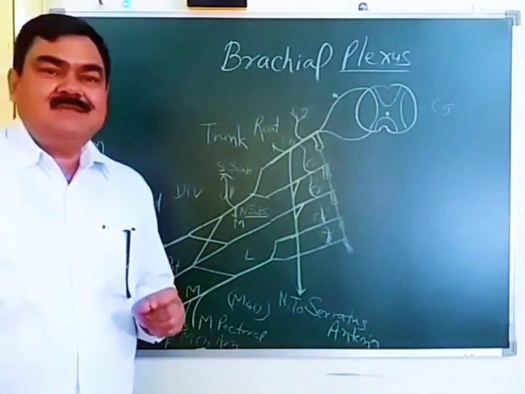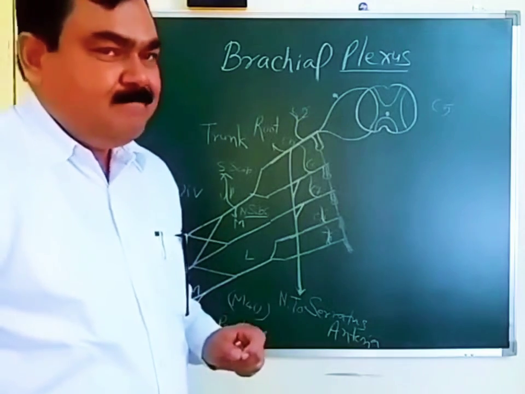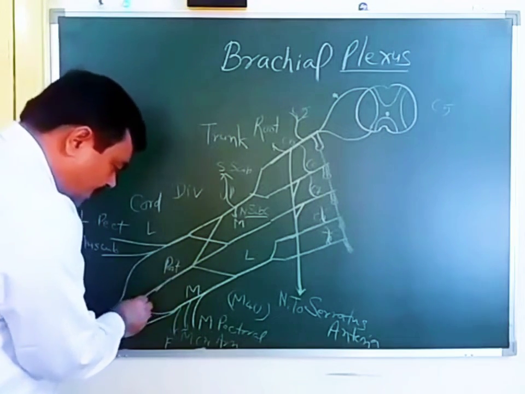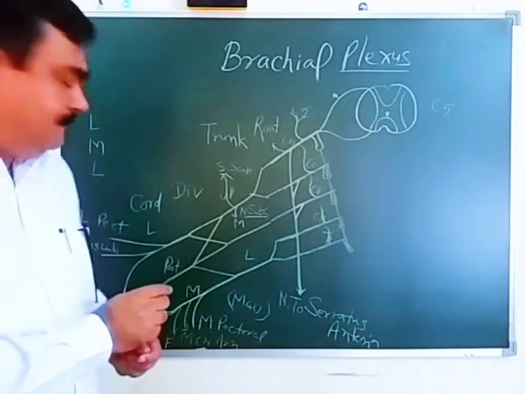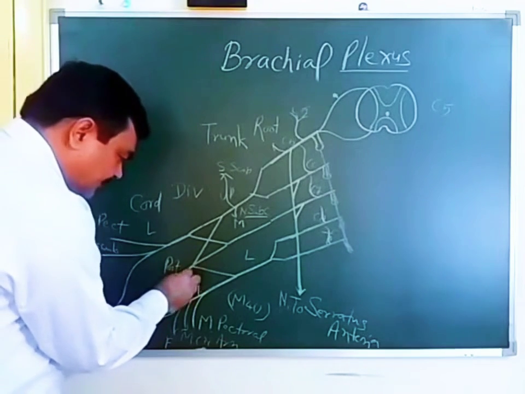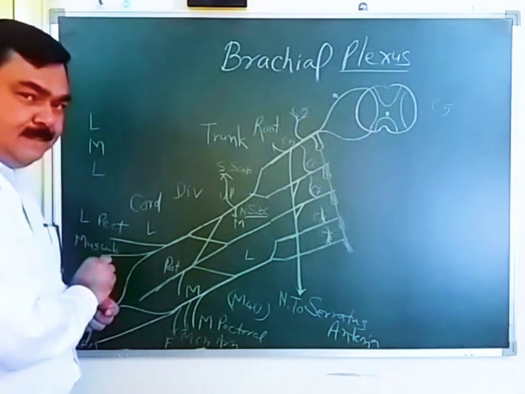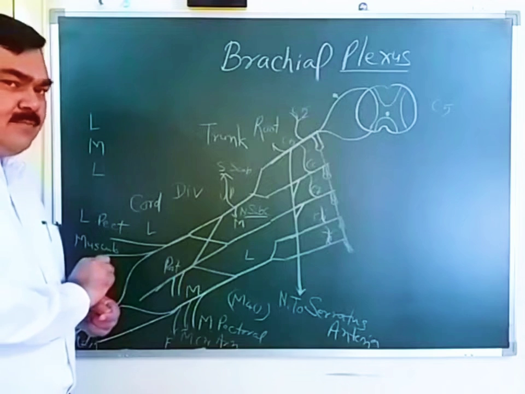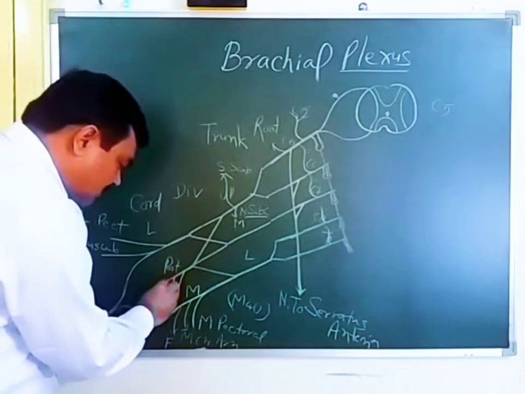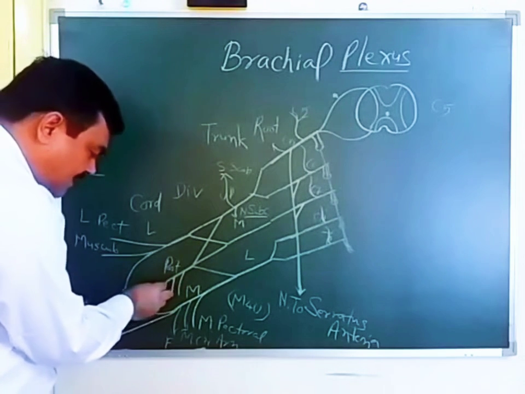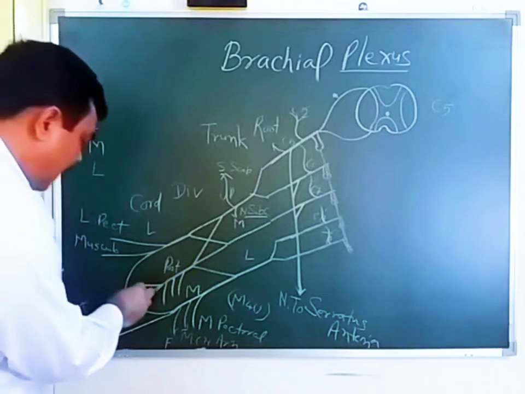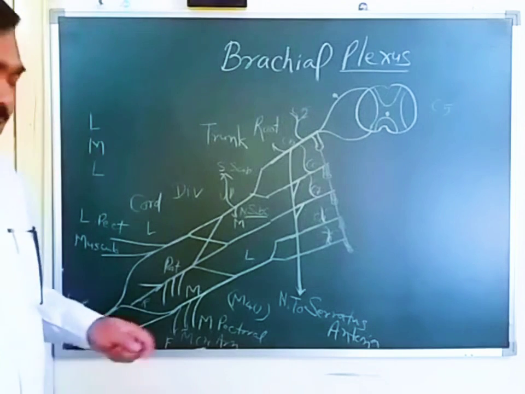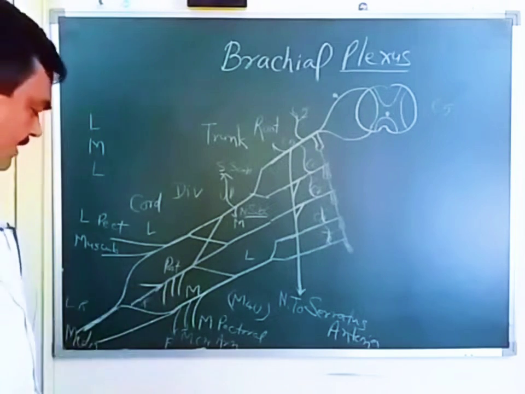Now we will discuss the branches from posterior cord. This is posterior cord. It gives 5 branches. These are upper subscapular, thoracodorsal, nerve to latissimus dorsi, lower subscapular, axillary, and continuous radial. This is radial nerve. You can remember this.